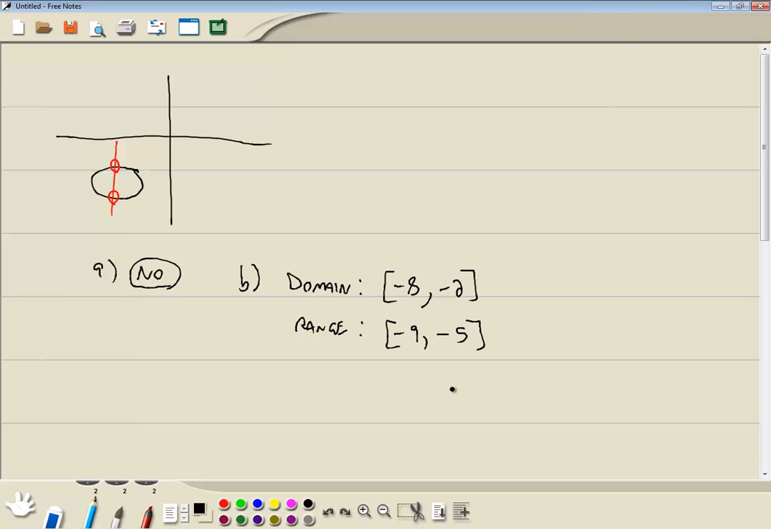Again, with domain and range, you really have to think, where does my graph exist? And that's what you're writing down.